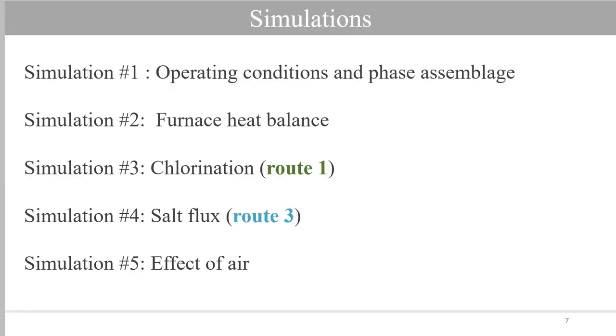So let's get into the FactSage simulations. The ones that we're going to see today are 5 simulations. The first one is about determining the operating condition of the furnace and the phase assemblage of the scrap. Simulation number 2 will be used to determine the heat balance of the furnace. Simulations 3 and 4 will be about the actual simulation of the demagging processes, either chlorination, which is route 1, or using the salt flux, which is route 3 that you've seen earlier. And finally, simulation 5 will be about showing the effect of air on the quality of the final product.